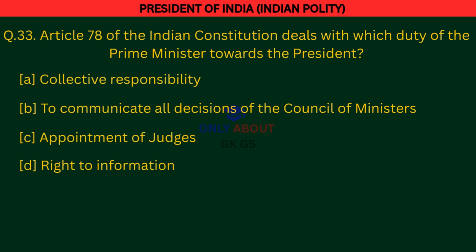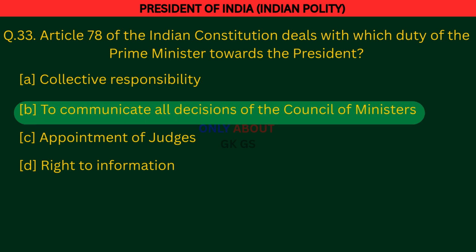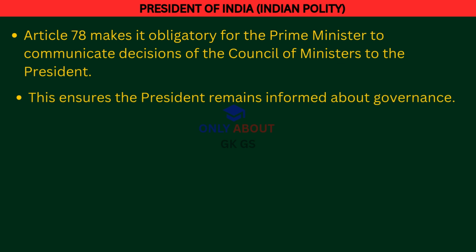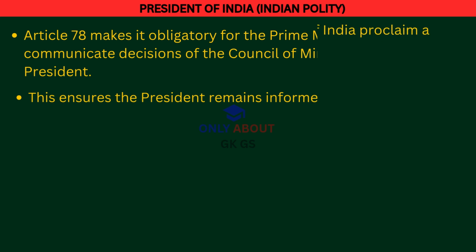Next question. Article 78 of the Indian Constitution deals with which duty of the Prime Minister towards the President? Correct answer: To communicate all decisions of the Council of Ministers. Article 78 makes it obligatory for the Prime Minister to communicate decisions of the Council of Ministers to the President. This ensures the President remains informed about governance.